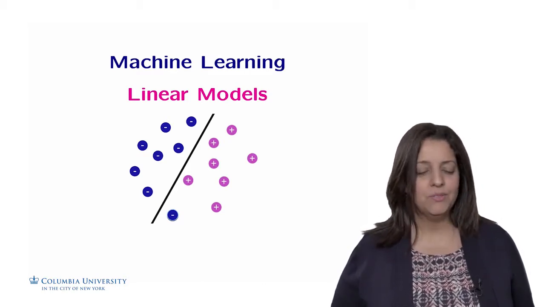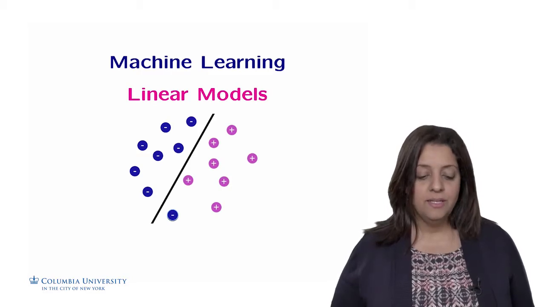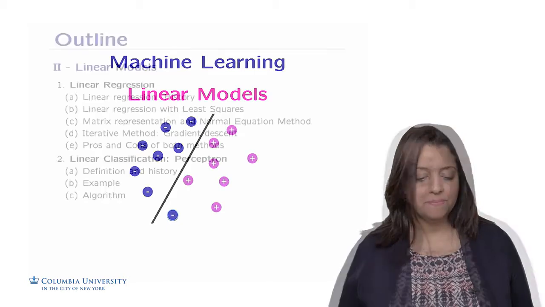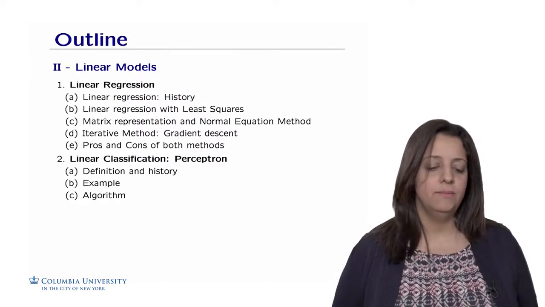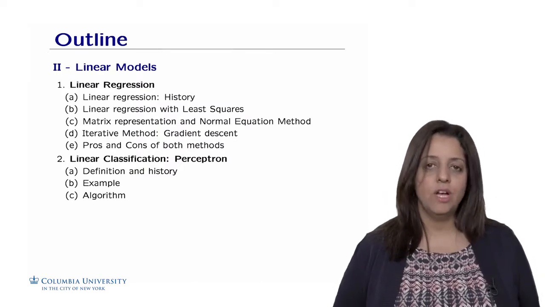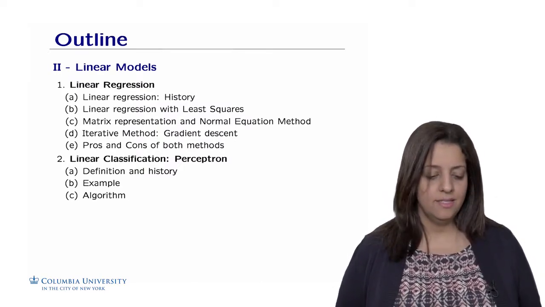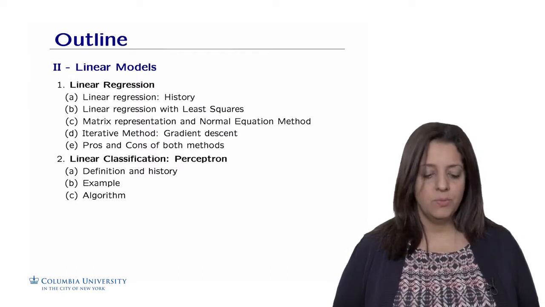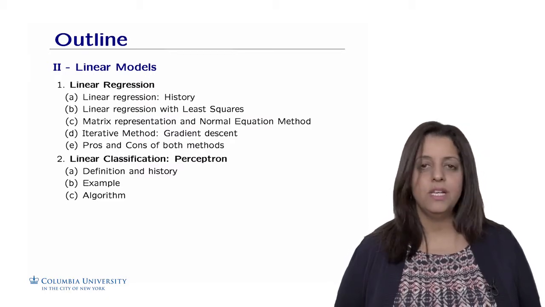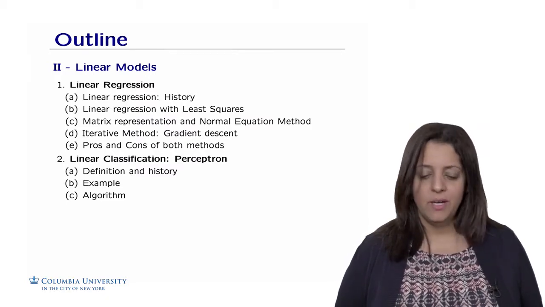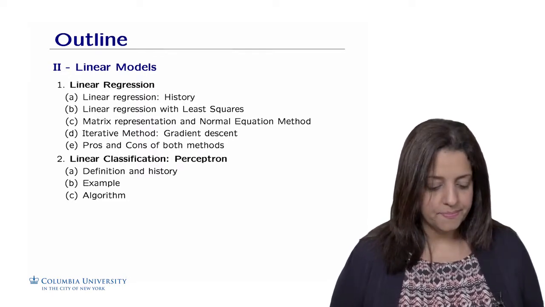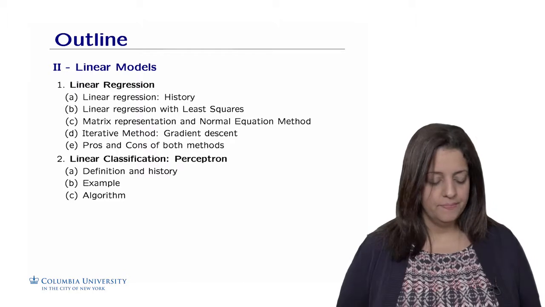In this lecture, we're going to talk about linear models, which have been widely used in statistics and machine learning for a long time. We're going to talk about two kinds of linear models. The first one is linear regression. We're going to talk about the history of linear regression that has roots in statistics. We're going to talk about linear regression with least squares, and talk about two methods of linear regression, one using matrix representation through the normal equation, and the second one is an iterative method using the gradient descent. We're going to compare both methods at the end.